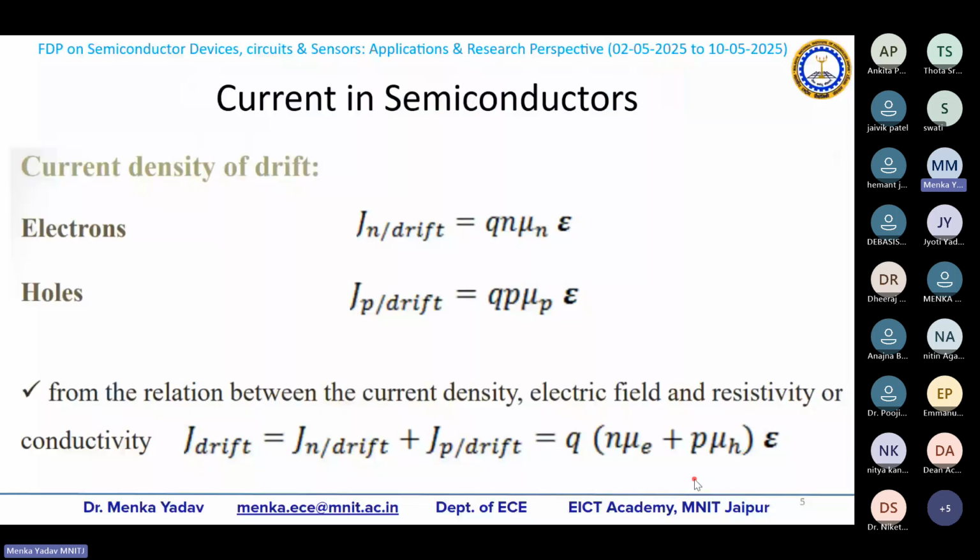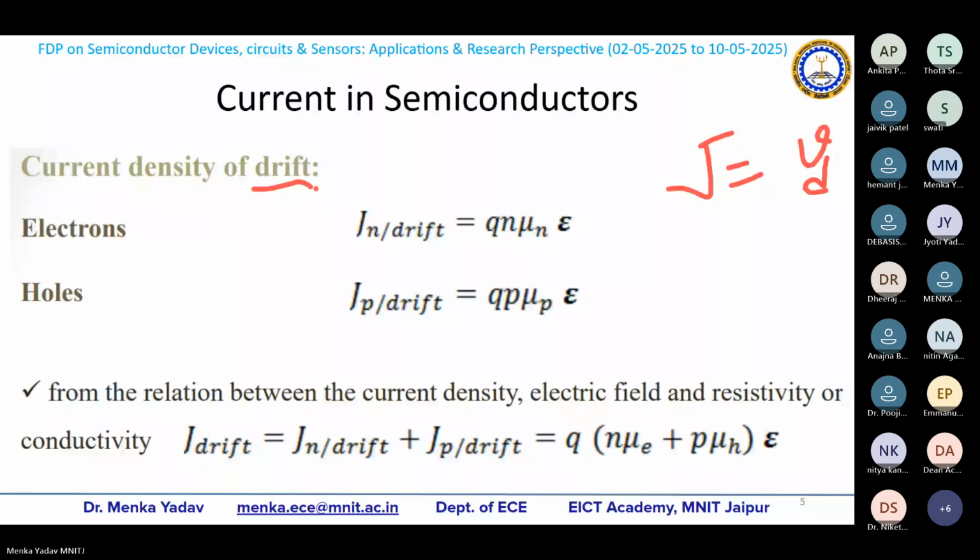Now current in semiconductors. We are going to study semiconductors, so let us discuss the current in semiconductors. In semiconductors, the current is found to be of two types. Drift is one, and the drift velocity is Vd. Then n q into Vd gives the current.